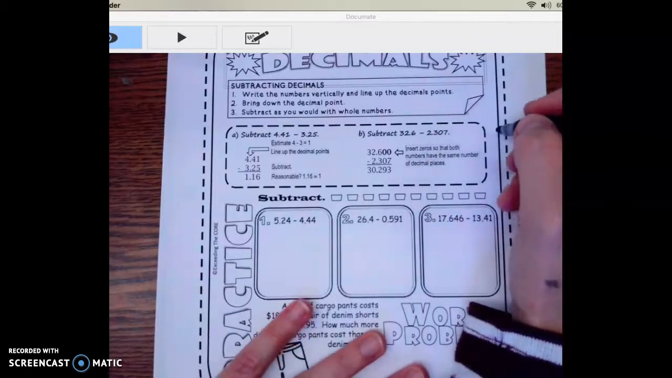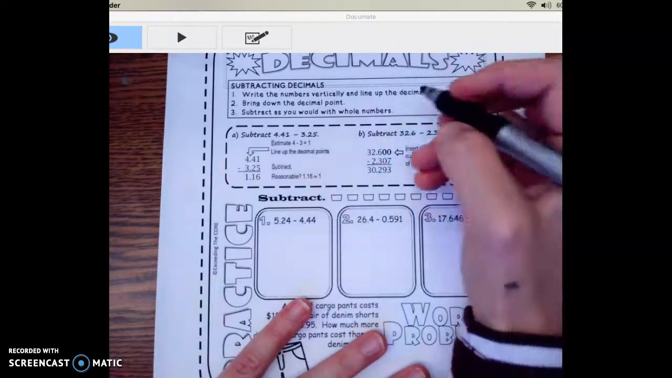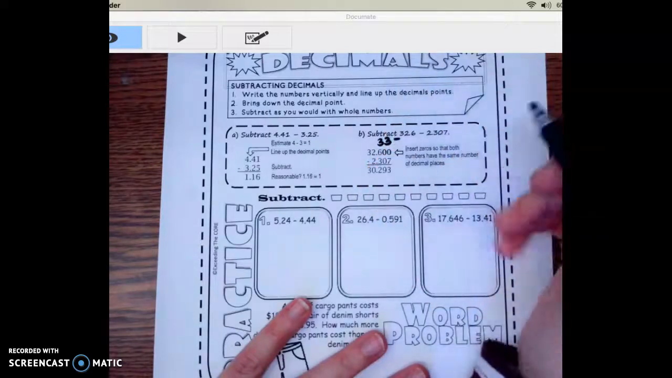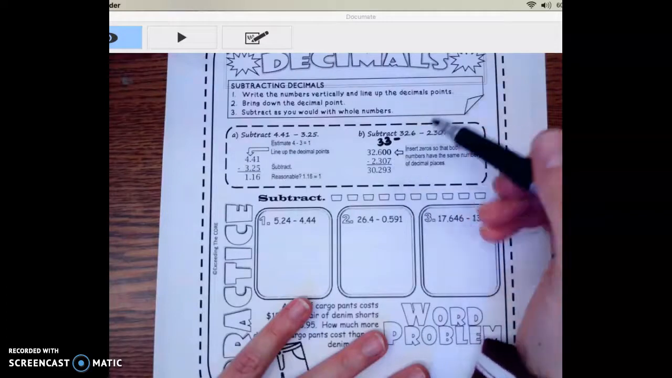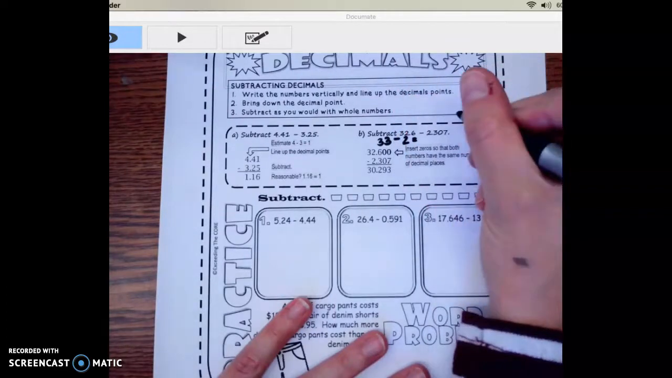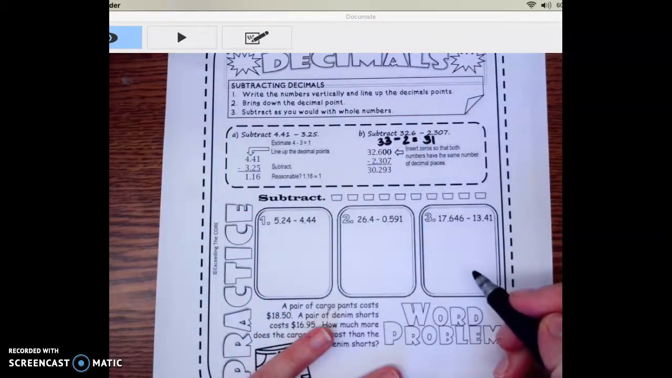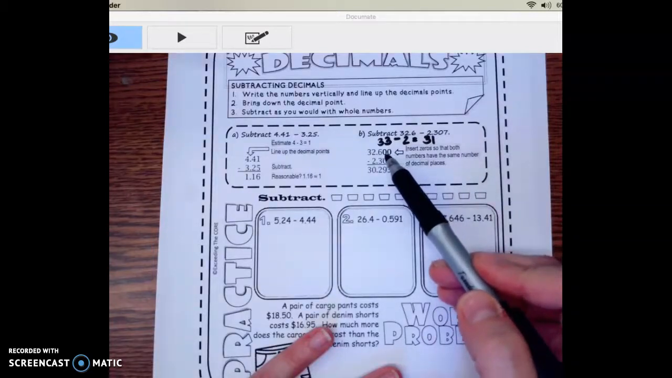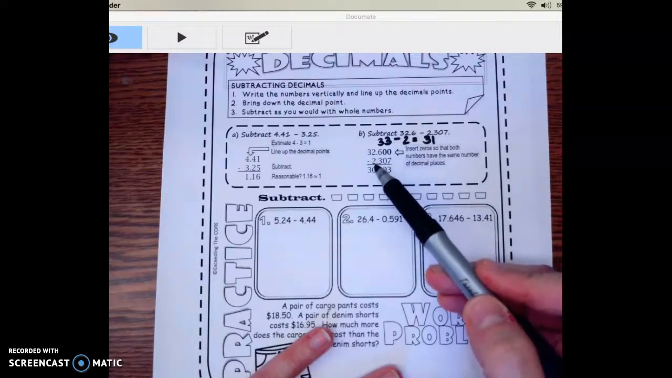They did not estimate first, so let's go ahead and do some estimating for them. 32 and 6/10 would round to 33, and then 2 and 307 thousandths would round to 2. So 33 minus 2 would be 31. That's our estimate. We'll see if our answer is reasonable. So they went ahead and lined up their numbers. They added those zeros because I cannot subtract a number from a blank space. Those zeros are going to have to make me go over and do some borrowing.